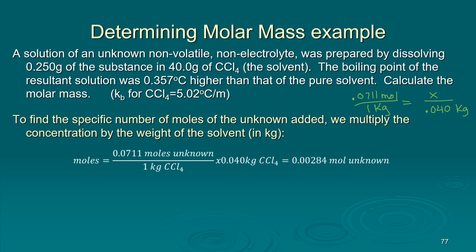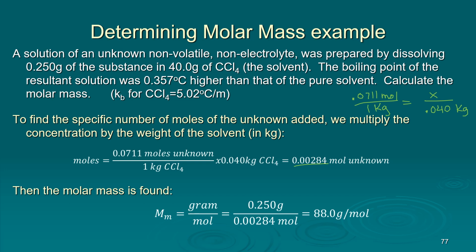You could do it this way and you could solve for X. So we know our ratio is 0.0711 per kilogram, but we don't have a kilogram. We only have 0.04 kilograms. So what is X? X is 0.00284 moles of unknown. So now, like I said earlier, we can find the molar mass because it's just the grams, 0.250, divided by the moles, which we just calculated. And so this turns out that our unknown is 88 grams per mole.